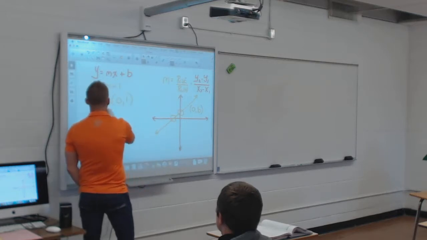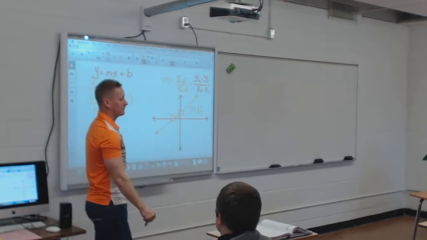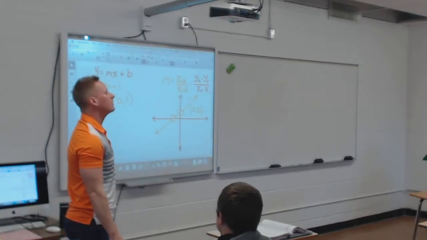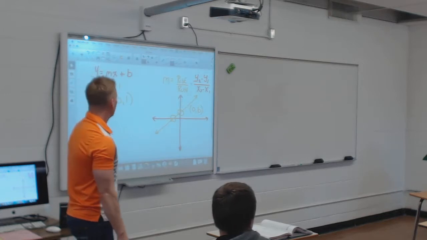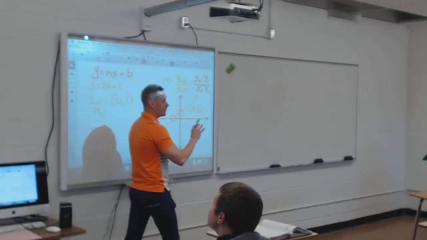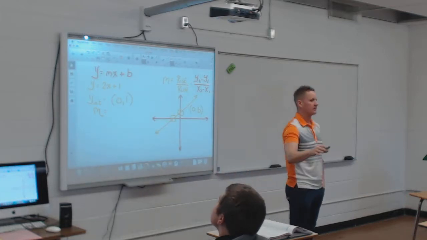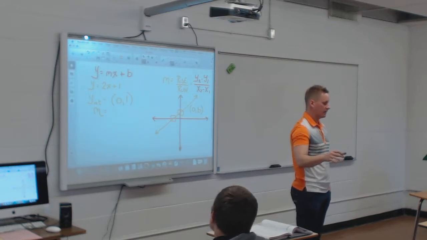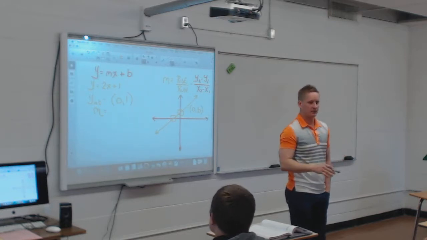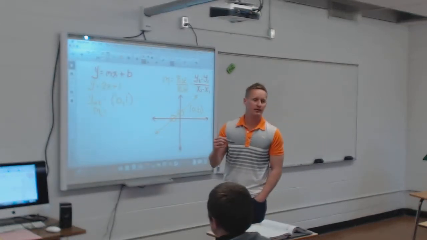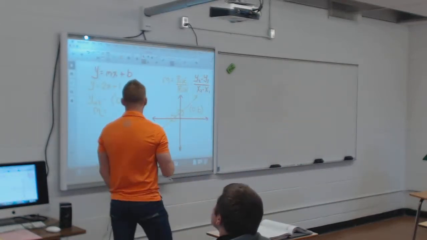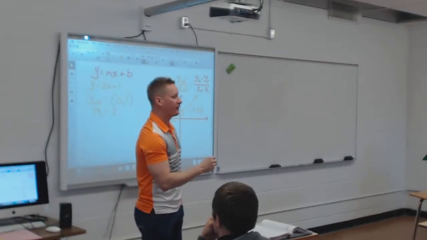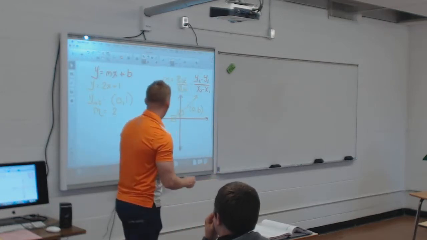What does my slope tell me to do? First of all, what is my m value? What did I say earlier? Where is it found? Always in front of the x. So what is the value that's found in front of the x? 2 is. And I said it's always going to be in fraction form. And if it's not in a fraction form, what is it over? 1.